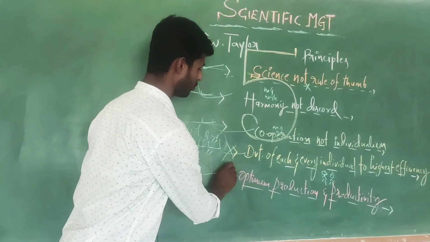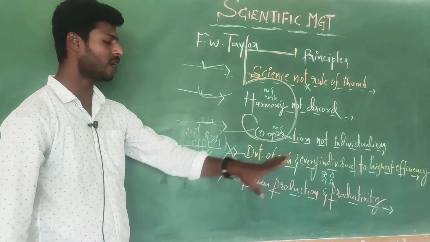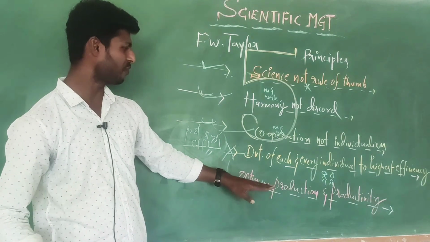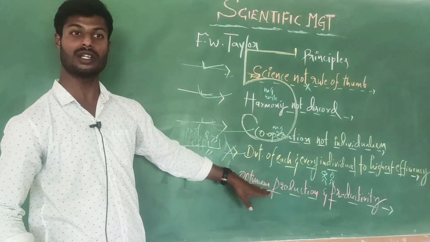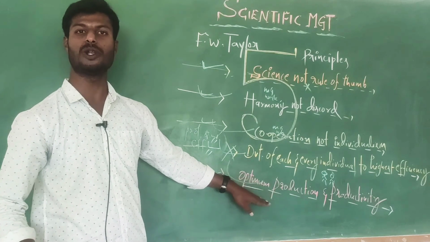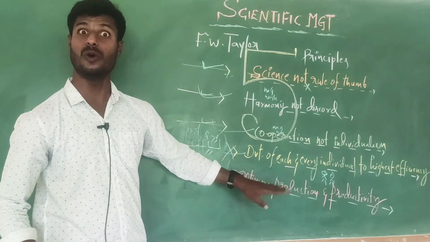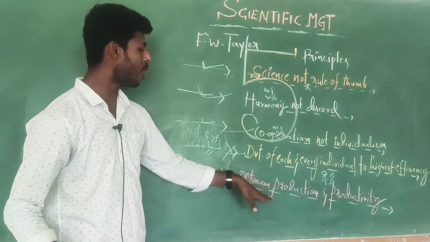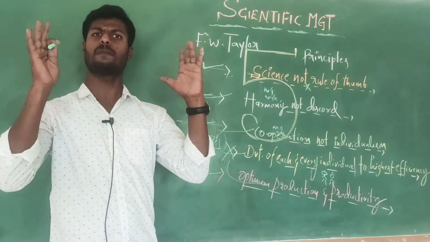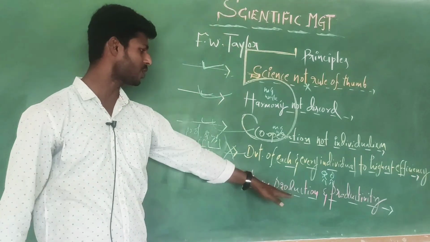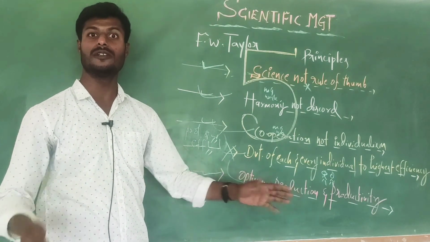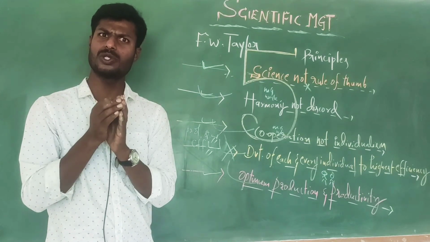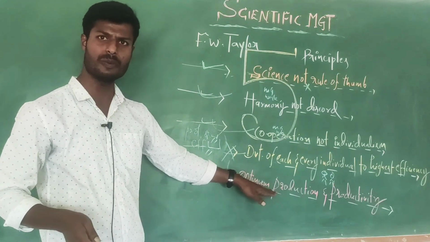The next one is optimum production and productivity in the organization. This is a very important principle. The fifth principle of scientific management and the last principle of scientific management, and most important and very essential principle of scientific management, optimum production and productivity. Optimum means maximum production. How maximum production? With the help of available resources. With the help of available resources, can we show optimum production?